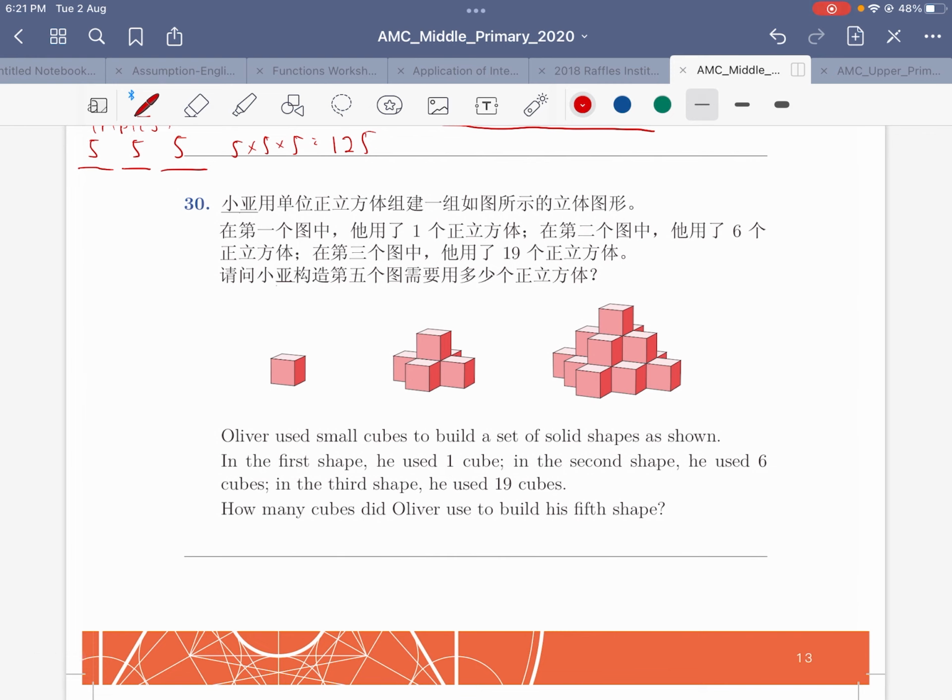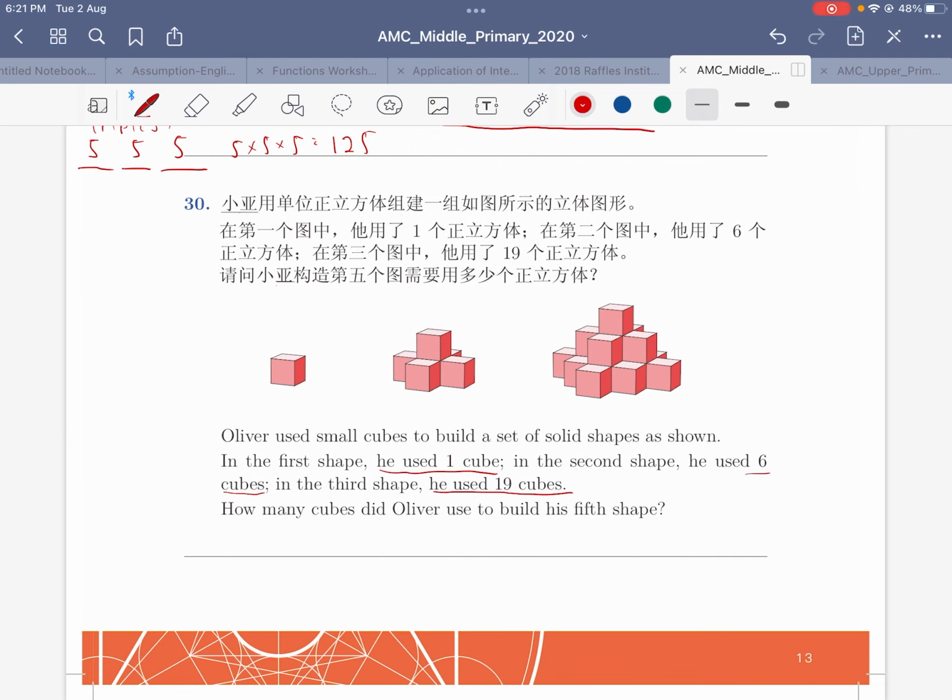Alright, now let us move to our last question for the day. So Oliver used small cubes to build a set of solid shapes as shown. The first shape, he used 1 cube. The second shape, he used 6 cubes. The third shape, he used 19 cubes. Right? How many cubes did Oliver use to build his fifth shape?